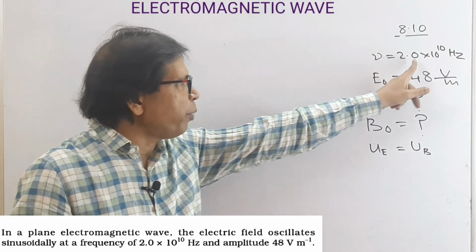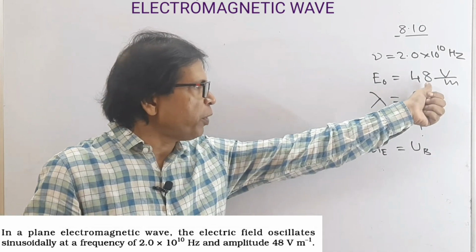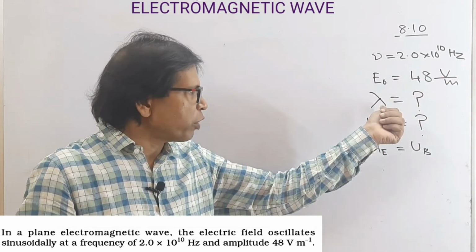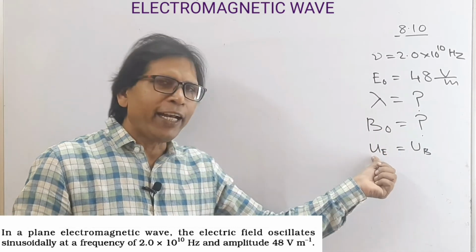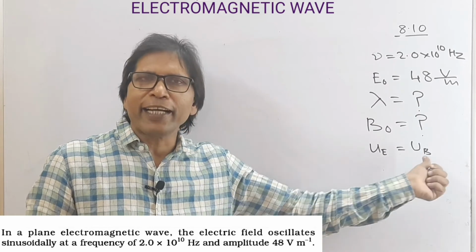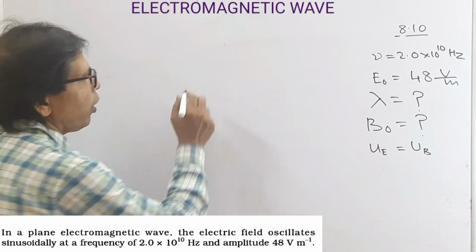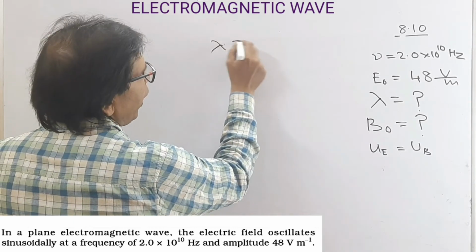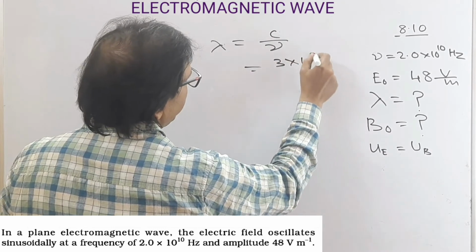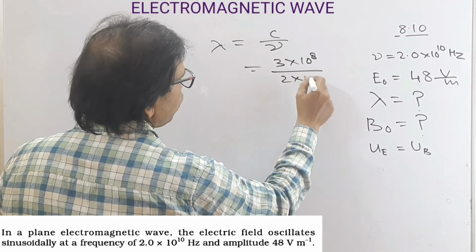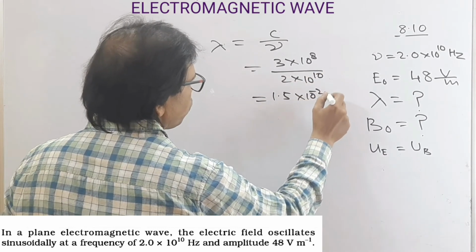Next, look at question 8.10. The frequency of the EM wave is 2 into 10 to the power 10 Hz. The amplitude of the electric field is given. Now we have to calculate lambda, the amplitude of the magnetic field, and prove that the energy density in the electric field is equal to the energy density in the magnetic field. First of all, lambda equals c by nu. So this is 3 into 10 to the power 8 divided by 2 into 10 to the power 10. So this is 1.5 into 10 to the power minus 2 meter.